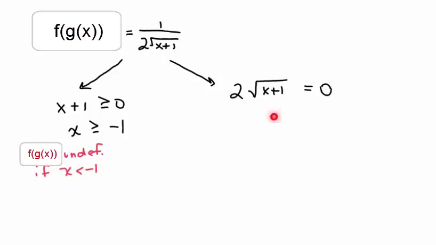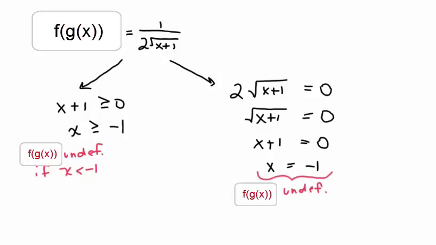Now, on the other side, we have to consider the denominator equal to 0 to see if that produces any values of x that are going to cause f composed with g to be undefined. Well, first we could divide both sides by 2, and that gives us square root of x plus 1 is equal to 0. Then we could square both sides, that gives us x plus 1 is equal to 0. And then we could subtract 1 from both sides, that gives us x is equal to negative 1. So we do have to make note of this value.